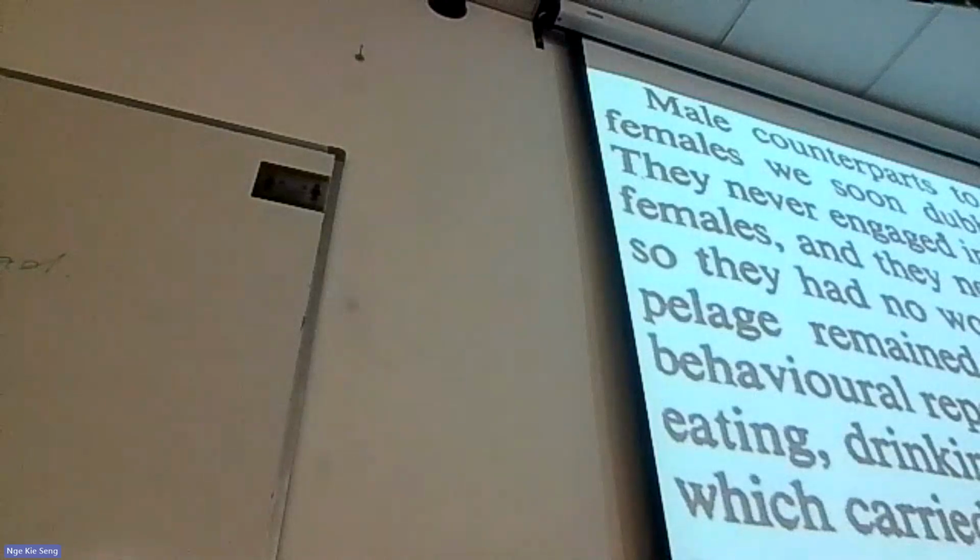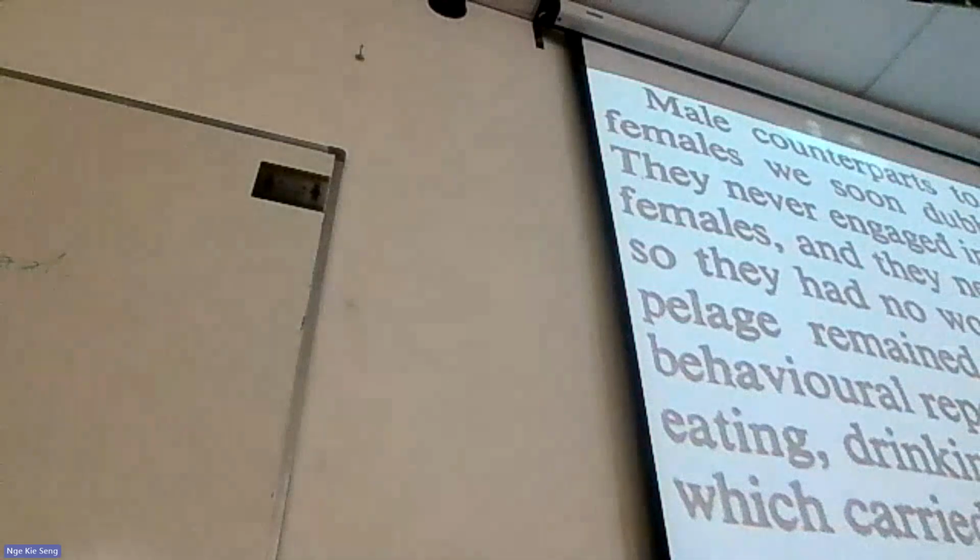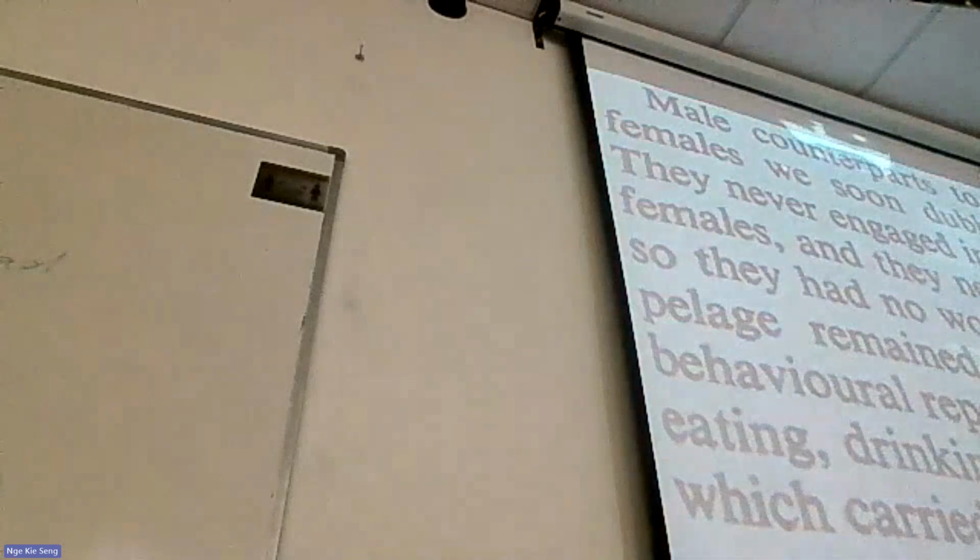They never engaged in sexual approaches toward females, and they never engaged in fighting, and so they had no wound or scar tissue. Thus, their pelage remained in excellent condition. Their behavioral repertoire became largely confined to eating, drinking, sleeping, and grooming, none of which carried any social implication beyond that represented by contiguity of bodies."